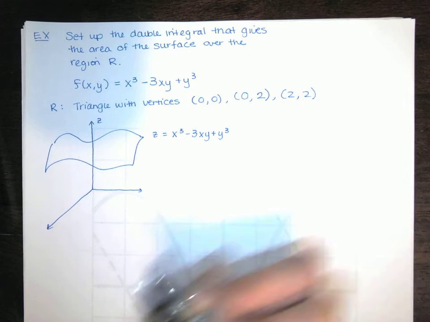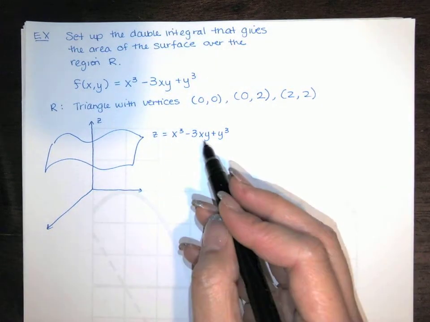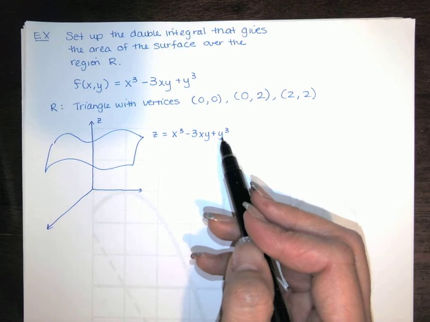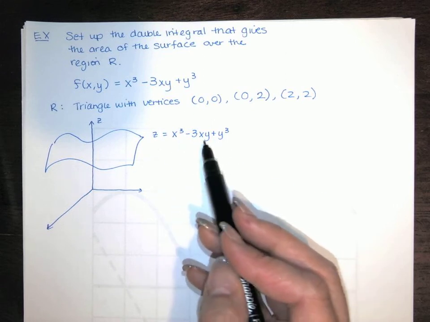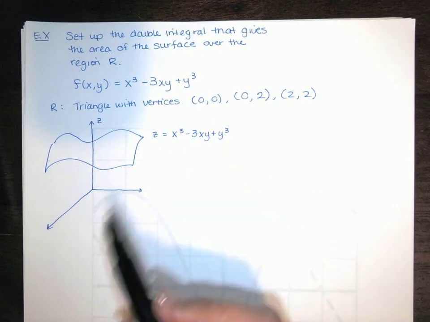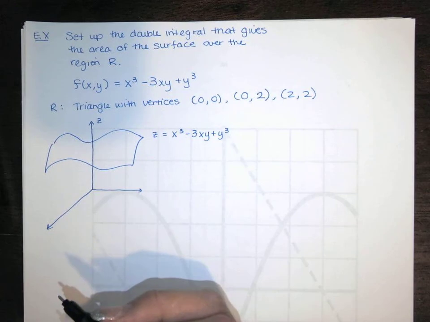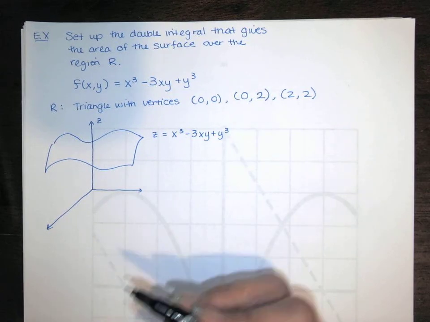This is not what it looks like. Obviously, when x equals 0, we end up with the equation y cubed for z, and when y equals 0, we end up with the equation x cubed for z. So it definitely doesn't look like this. But this is just my cartoon picture.